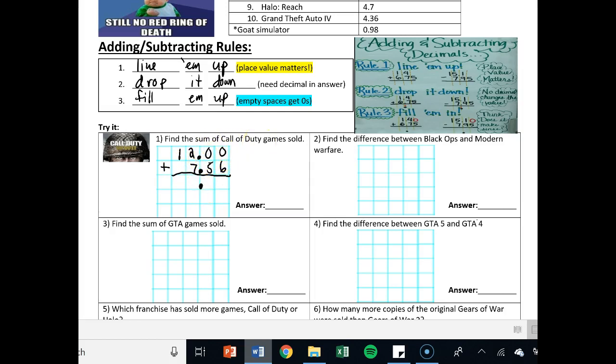So now it's just all about adding, right? So we get 6, 5, 9, 1. So it's 19.56 million copies. I'm just going to put MIL for million, all right?